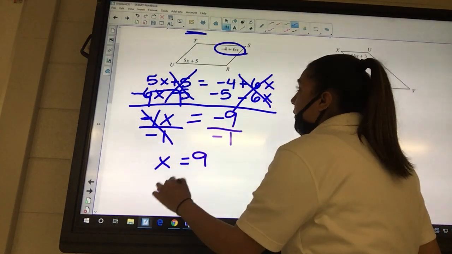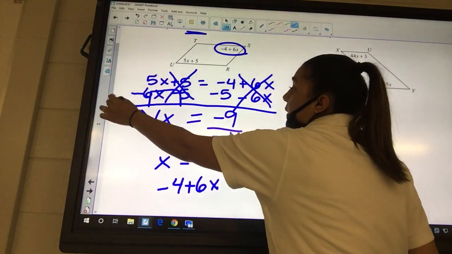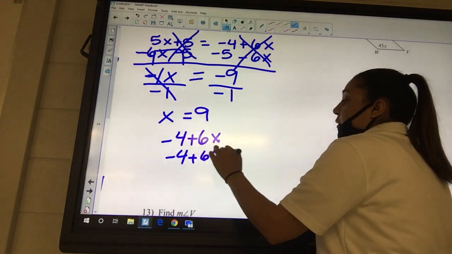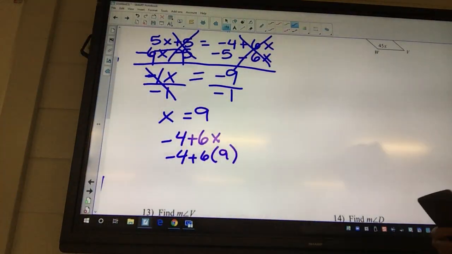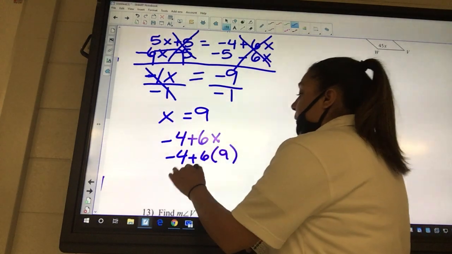So I got negative 4 plus 6x, and what is our x value? 9. So negative 4 plus 6 times 9. Okay, and if you're using a calculator like one of mine, you can type it all in. But if you're using your phone, you got to type them in certain steps. You cannot just type it in like that on your phone, okay? Or you can use a Desmos app, okay? The Desmos app is really great. So I got negative 4 plus 6 times 9. So you should get 50.